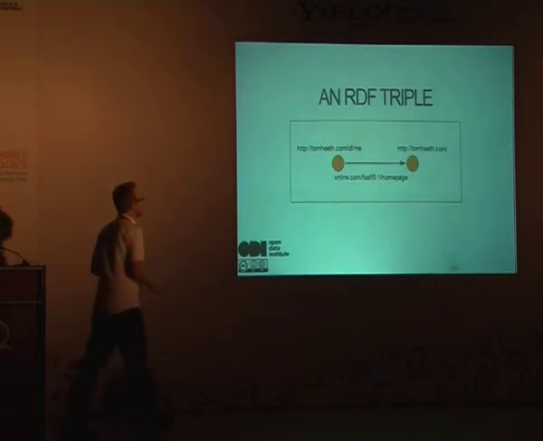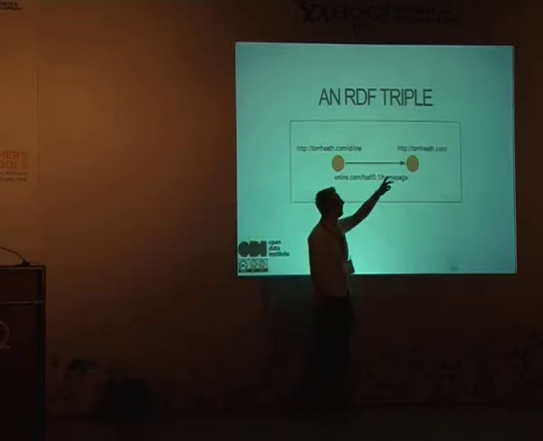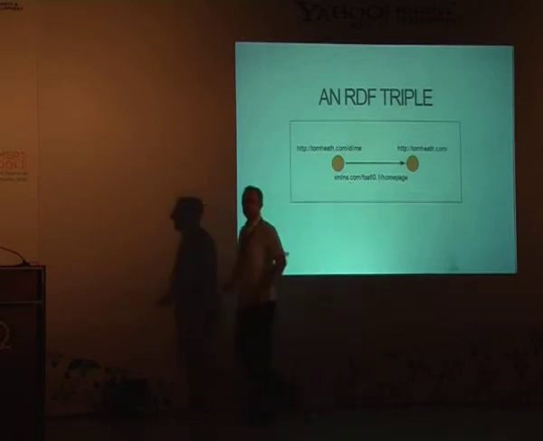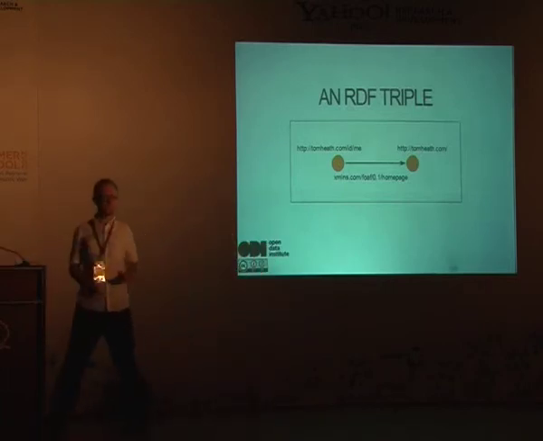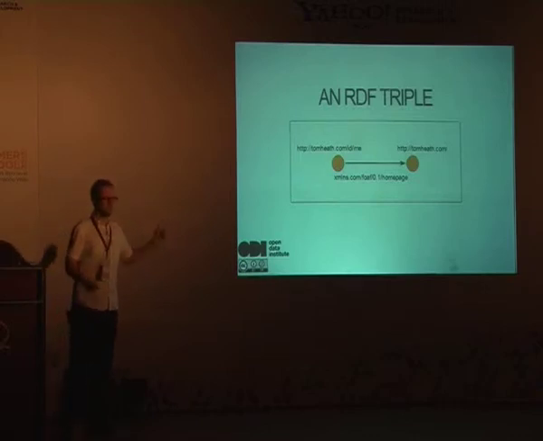So here we've got a URI for me, at the top there. You can look that up. It works. And then a URI for my home page. And then you've actually got a URI here that represents that relationship of home page, the relationship between the person, me, and the document, my home page.